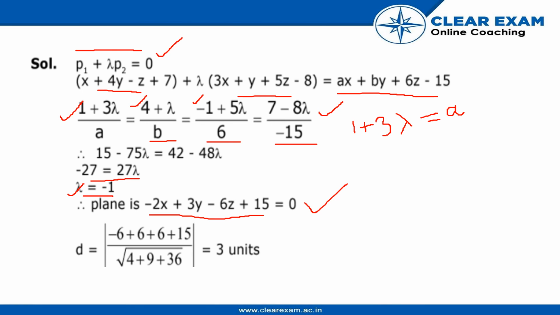Now we are finding the distance from a point which is (3, 2, -1). So we are using the distance formula where we are multiplying 3 with a, 2 with b and -1 with c, and d is written as it is, and the denominator contains the square root of a squared plus b squared plus c squared, which gives the value to be 3 units.